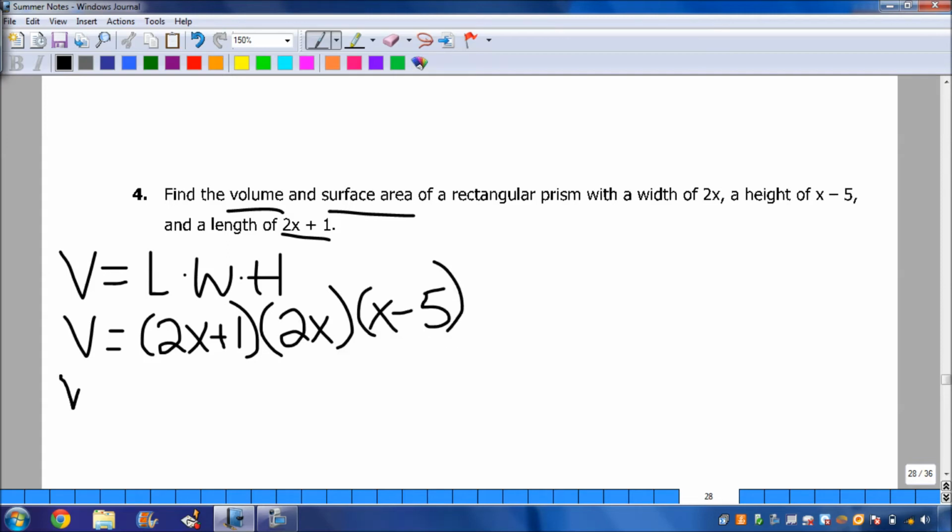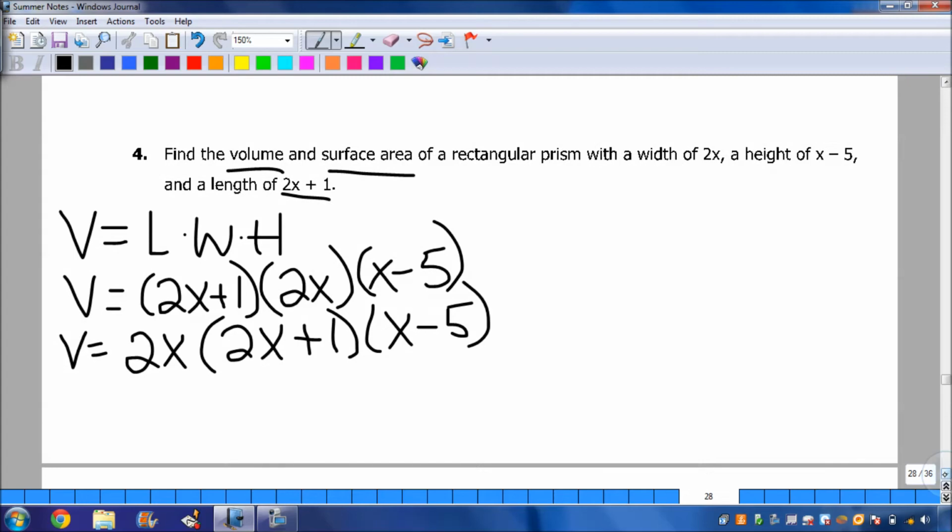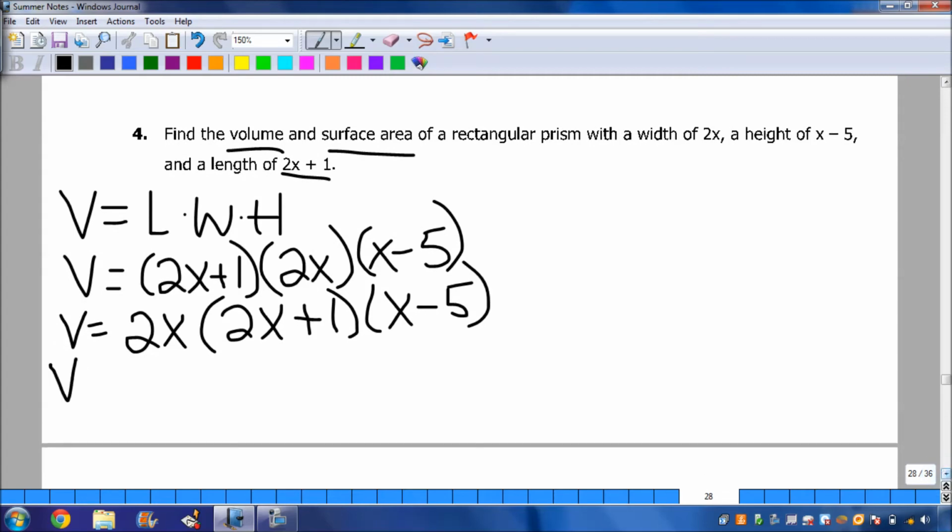Okay, I'm going to rewrite this in a different order so it's not as confusing to me. I'm going to put the 2x first, and then I'm going to say 2x plus 1, and then x minus 5. And the commutative property says it's okay for me to do this in any order that I want. So I'm going to keep the 2x on the outside first, and I'm going to distribute this 2x plus 1 to this x minus 5.